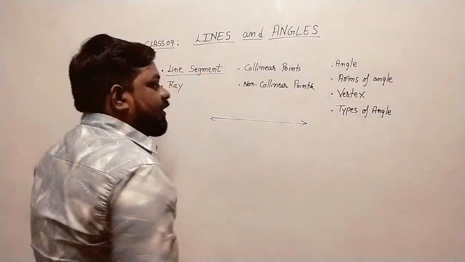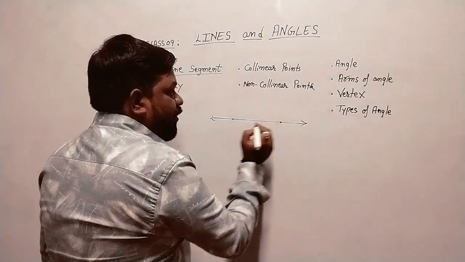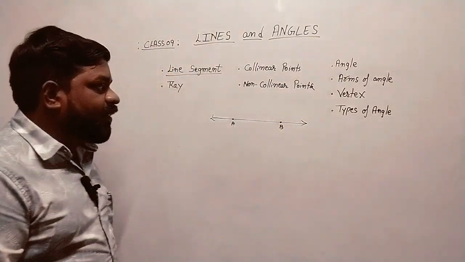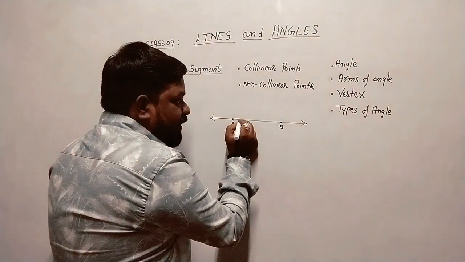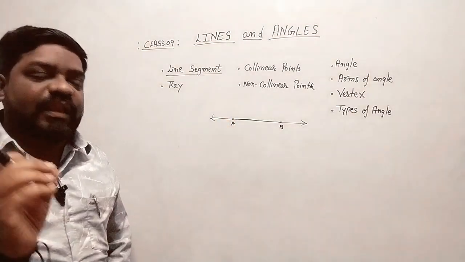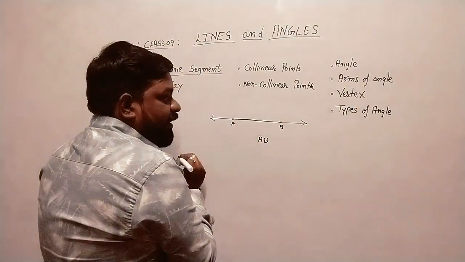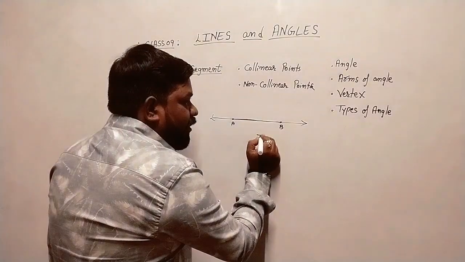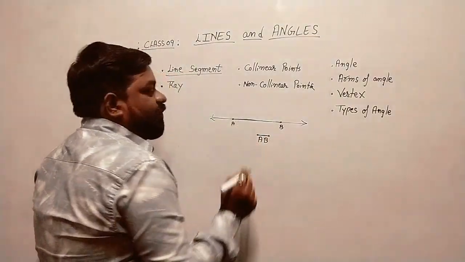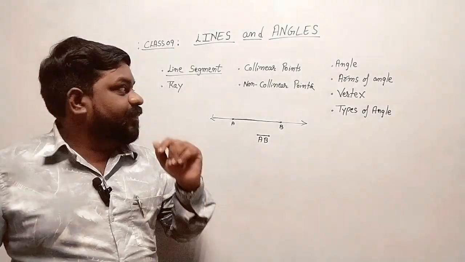So consider a line, take any two points, mark them and name them as A and B. Now the distance between these two endpoints we call a line segment. Usually we write the points and put a symbol above them, and we read it as line segment AB.